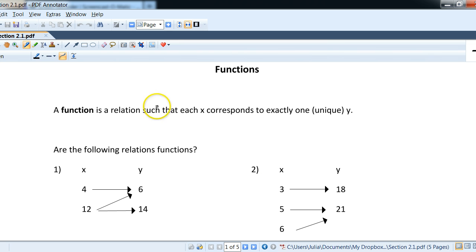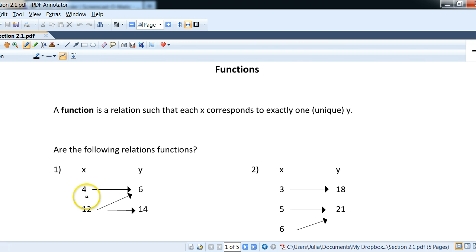A function is a relation such that each x corresponds to exactly one or unique y. Sometimes I think of it as 1 x having one right answer, as we're used to. It's not a very good definition, but it's a good basis to start with. So let's take a look at a couple of possible functions, actually the first two cases, and are they a function or not?